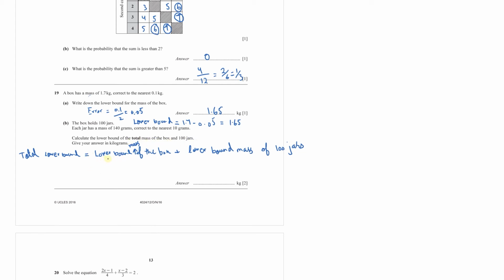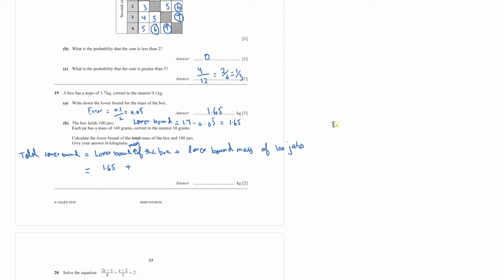So you have already calculated the lower bound mass of the box in the first part, which is 1.65 kg. All I need to do is to calculate the lower bound mass of 100 jars. So lower bound mass of the box is 1.65. So that will be 1.65 plus lower bound mass of 100 jars. So let's first calculate the lower bound mass of one jar. Let me write it here on the right.